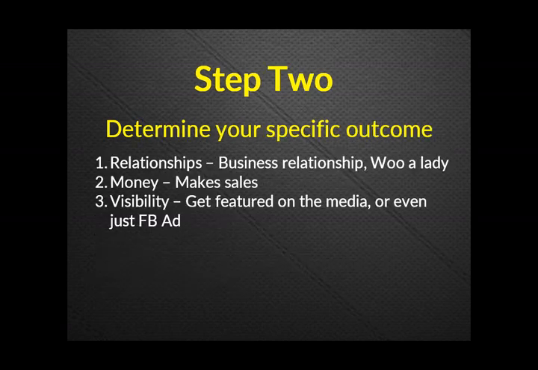All right, step 2 is to define your specific outcome. What is the specific result that you want to get with your domination funnel? There are 3 possible outcomes that will come from your domination funnel. There could be more, but these are the 3 that I'm sure of. One is relationship, in terms of business relationship. There's somebody you want to build a relationship with for your business. That's the specific outcome you want to build with that funnel.